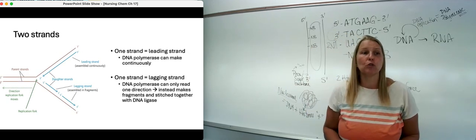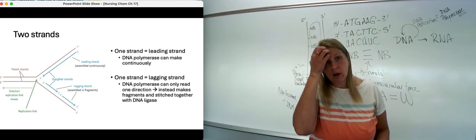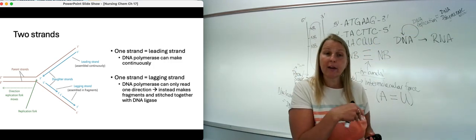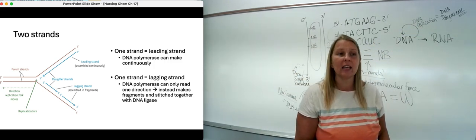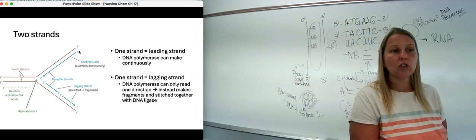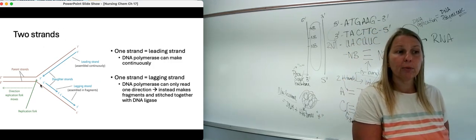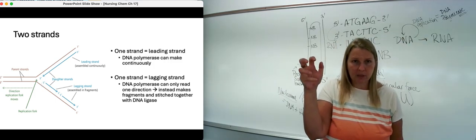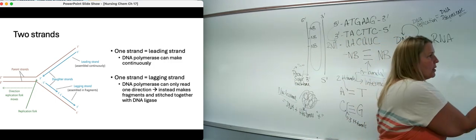When we replicate one of those two strands, here's the thing about DNA polymerase: it can only read in one direction. So it has directionality. We have what's called a leading strand. We make that strand 5' to 3', and that just continues. The polymerase jumps on, and it just reads all the way through.